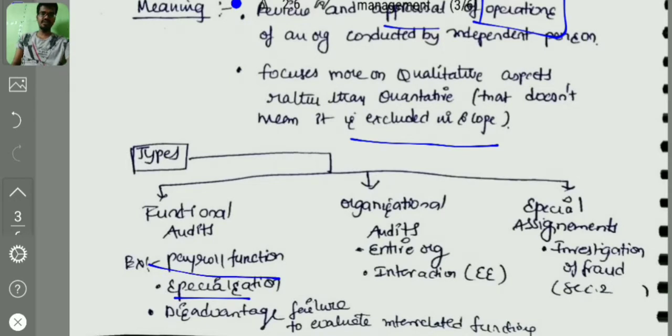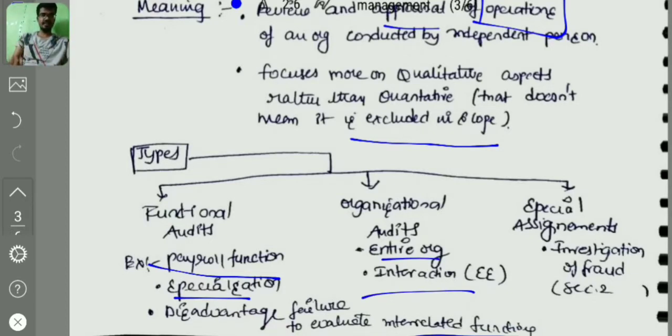Payroll, for example, the payroll function. The main disadvantage of doing functional audits is failure to evaluate interrelated functions. For example, from one department to another department, there is interaction. That interaction, efficiency, effectiveness, we cannot check if we do a functional audit. For that purpose, there is the organization audit. Organization audit means the entire organization we have to audit. The main benefit is that interaction, effectiveness, and efficiency can be checked.